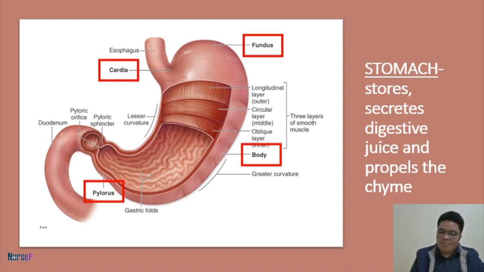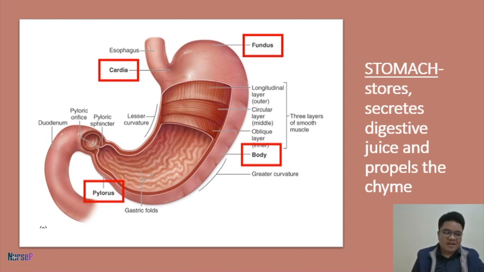Okay, so again, stomach stores, secretes digestive juices. And these digestive juices ought to be, are they acidic or alkaline? It's supposed to be acidic. Okay, and this acidic environment helps in the digestion of our food intake. Now, your stomach is divided into several anatomic regions.